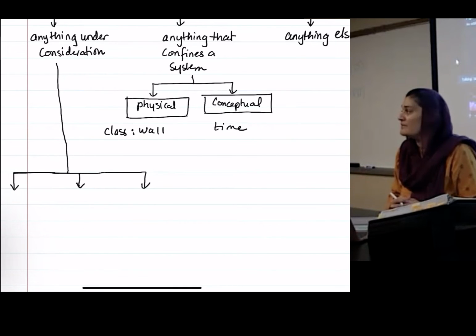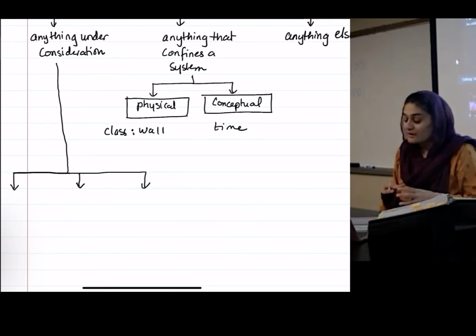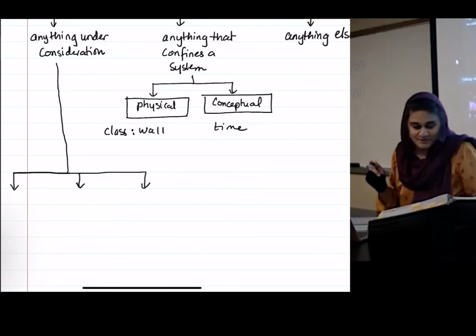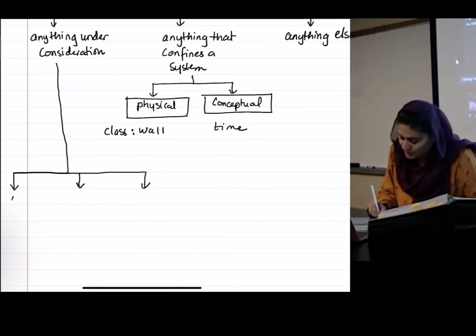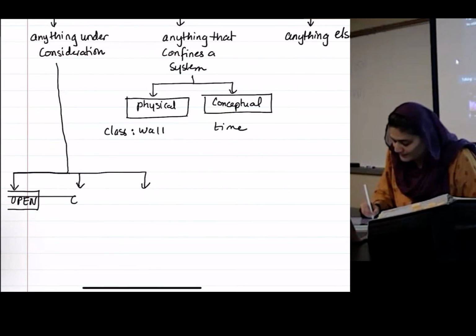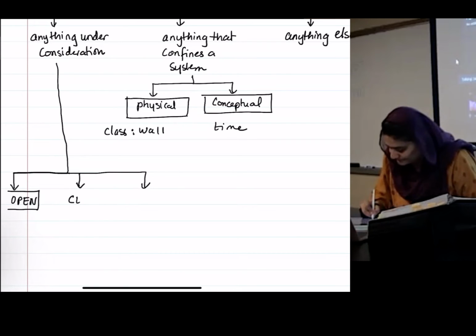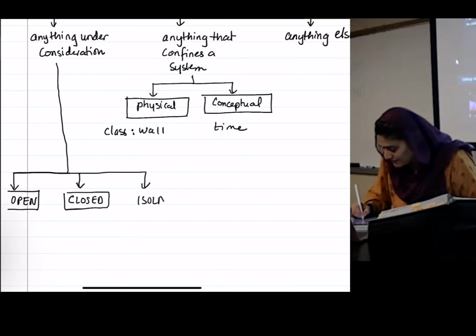So anything under consideration. And then we talked about boundaries, right? So there could be 3 main kinds of systems. One is an open system. One is a closed system. And one is an isolated system.